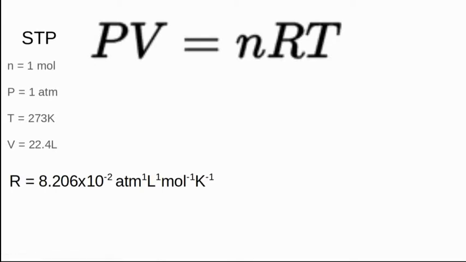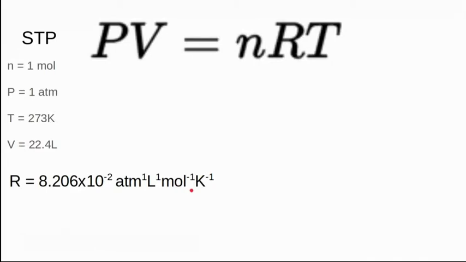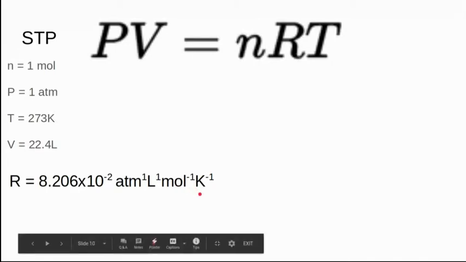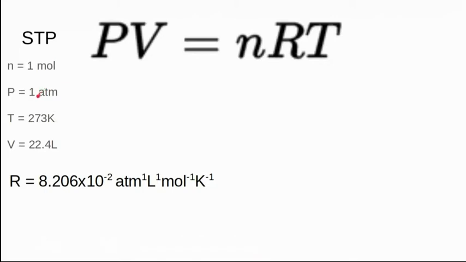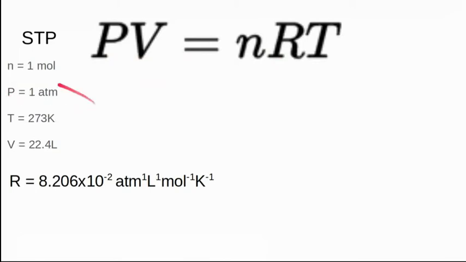So STP is an important thing to talk about right now. We're saying that we have 1 mole at 1 atmosphere at 273 Kelvin with a volume of 22.4 liters. If you plug that in, you'll get an R value of 8.206 times 10 to the negative second atmosphere liters over moles Kelvin. So at STP, if there's 1 atmosphere, 273 Kelvin, and 22.4 liters, you're going to have a mole. This gas constant can then be used in PV equals nRT to solve for something if you don't know one of these, even if it's not at STP.